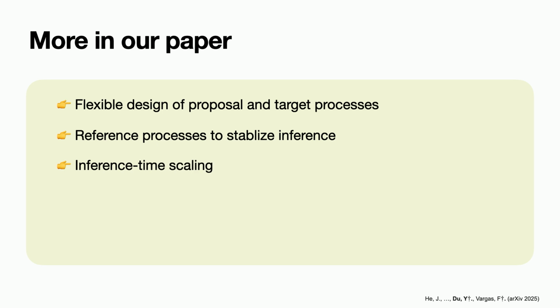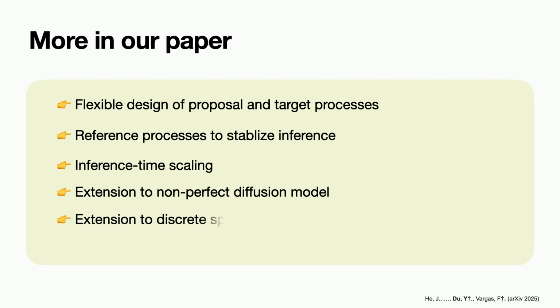All right, so as I said, there is a lot more in our paper. So you can have flexible design of proposal and target processes. In practice, since you discretize the Gaussian kernels, you have a reference process to stabilize the inference. And you can show the inference time scaling behavior. There's also an extension to non-perfect diffusion models under certain conditions. And there's also an extension to jump processes in discrete space. And also application to learning energy-based models if that's something you care about.